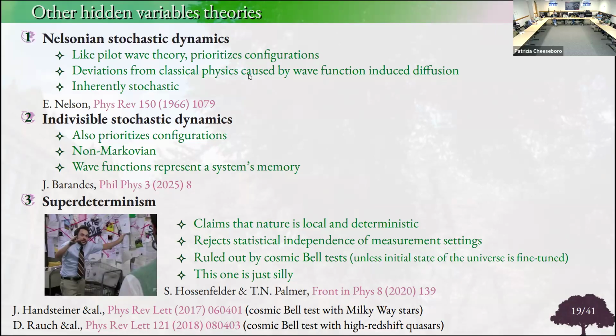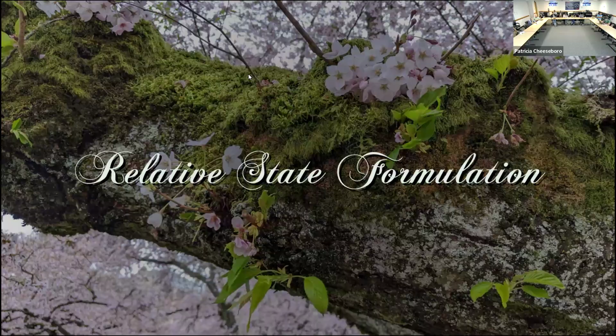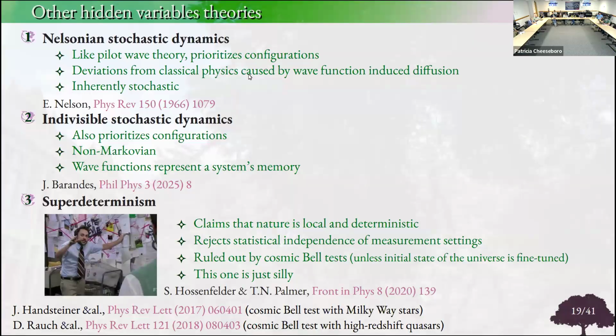And there's also something that is not very popular, but seems to be gaining a bit of traction. 1% of physicists apparently prefer it, superdeterminism, but it's kind of a contrived theory, and I think I won't get into it. But that's what I have to say about hidden variables, and I guess next time I'll talk about the relative state interpretation.